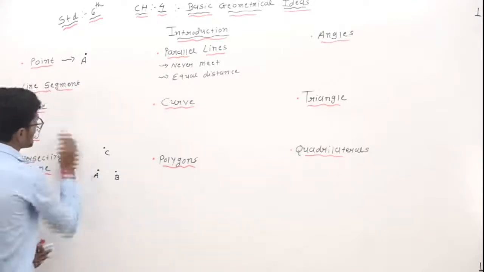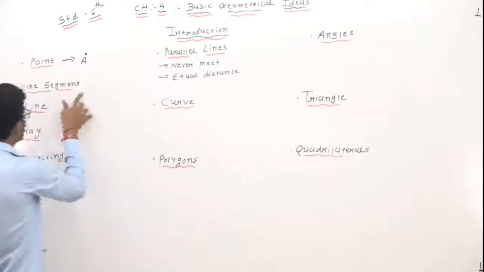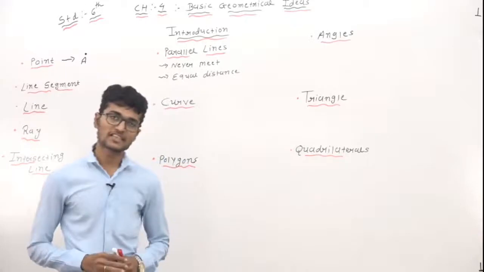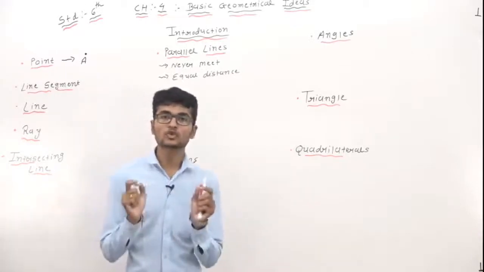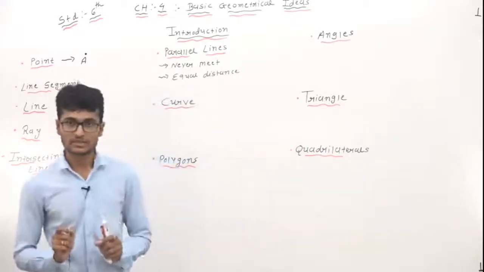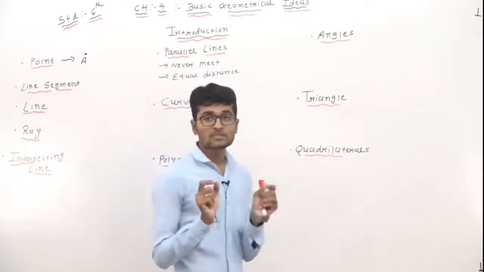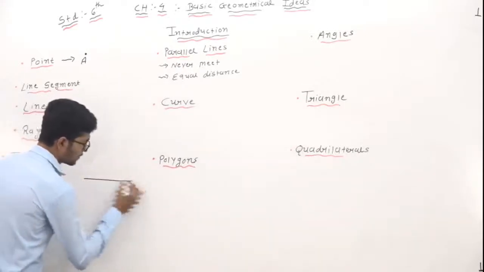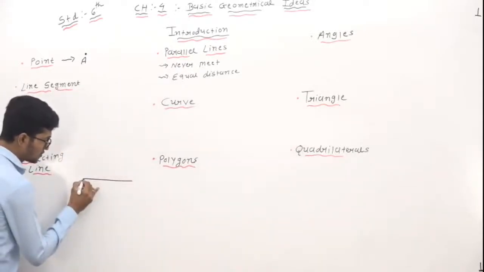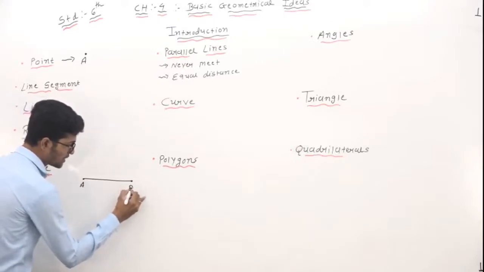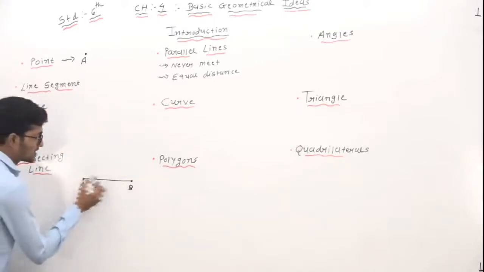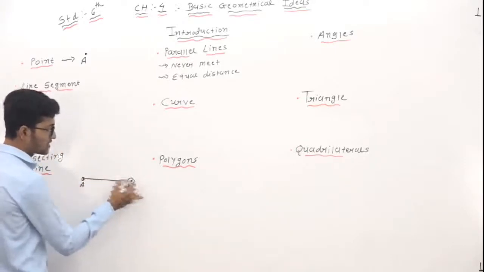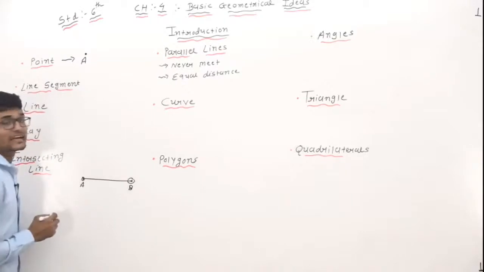So dear students, remember these three things: line segment, line and ray. So first of all, line segment. So what is the line segment? The line segment means two end points. Suppose we have drawn one line, this one is A and this one is B. So it's called a line segment. Why? Because here are the end points. This one is two end points. Here is one end point and this one is the second end point. So it's called a line segment.